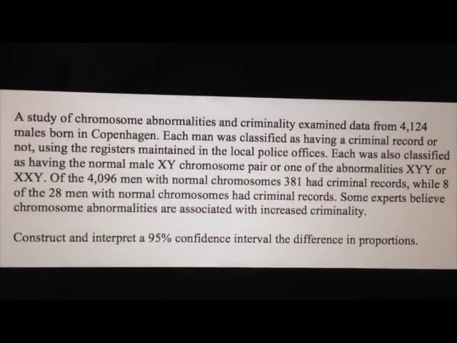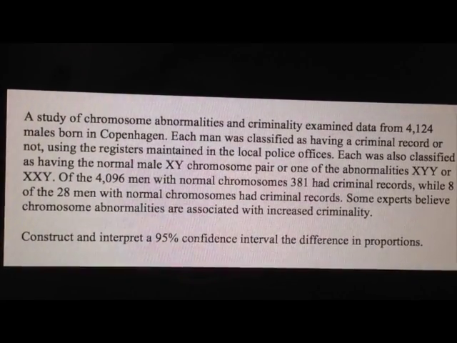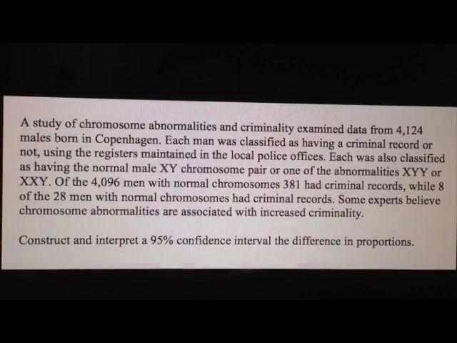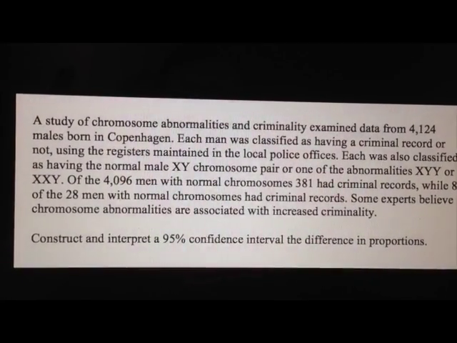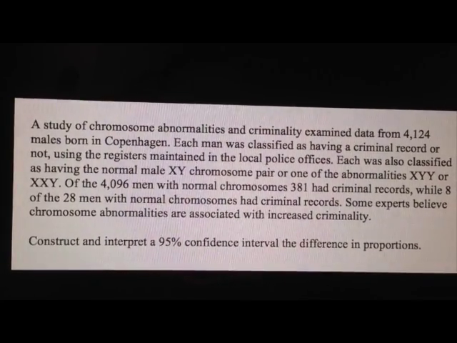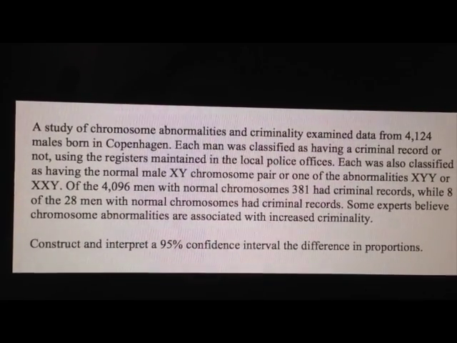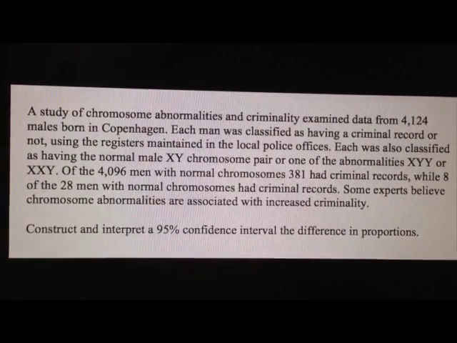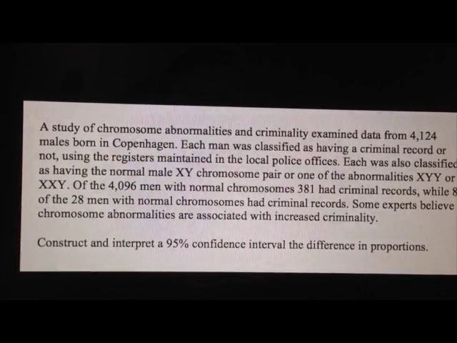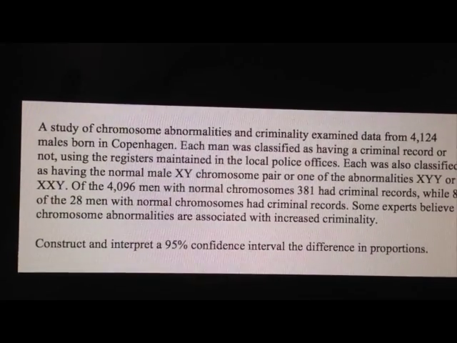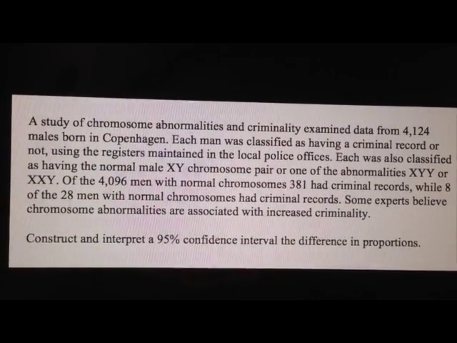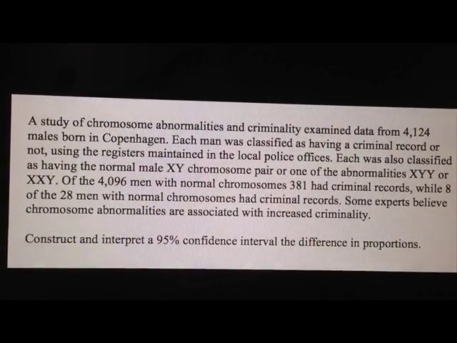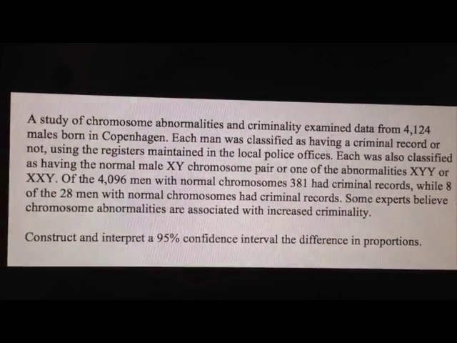Some abnormalities and criminality. Examined data from 4,124 males born in Copenhagen. Each man was classified as having a criminal record or not. Using the registers maintained in local police offices, each was also classified as having the normal male XY chromosome pair, or one of the abnormalities, XYY or XXY. Of the 4,096 men with the normal chromosomes, 381 had criminal records, while 8 of the 28 men with abnormal chromosomes had criminal records. Some experts believe chromosome abnormalities are associated with increased criminality. Construct and interpret a 95% confidence interval for the difference in proportions.